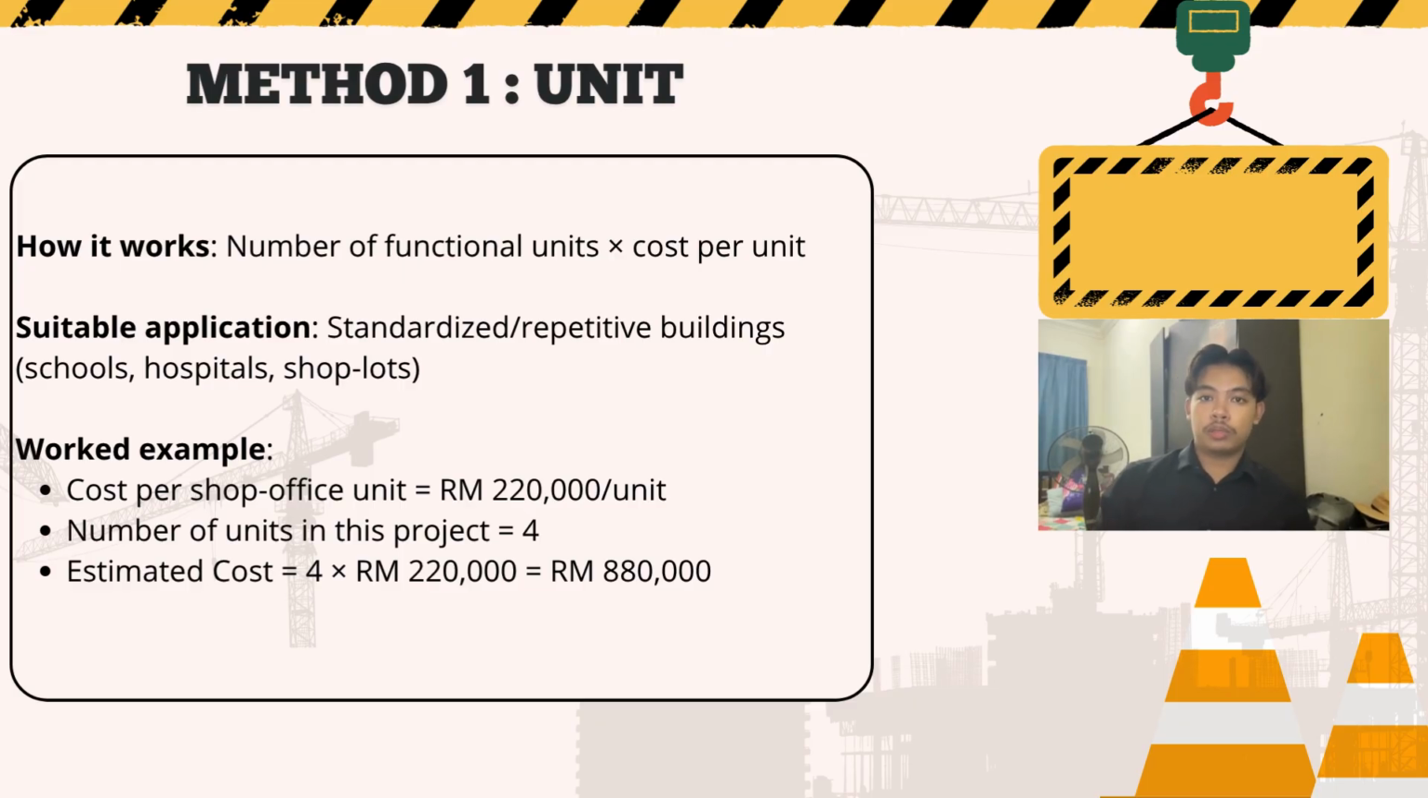This works by taking the cost of one functional unit of a building. For example, cost per bed in a hospital, cost per seat in a hall, or cost per shop unit, and multiplying it by the number of units. This method is suitable for buildings that are standardized or repetitive, like schools, hospitals, and shop lots, where a clear functional unit exists.